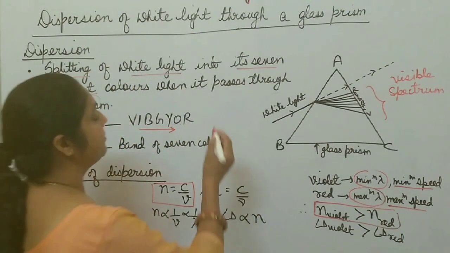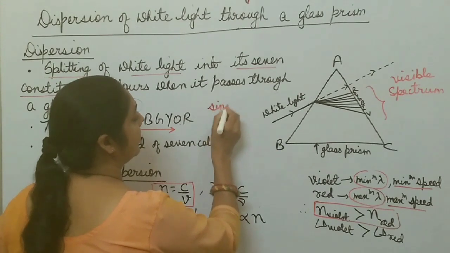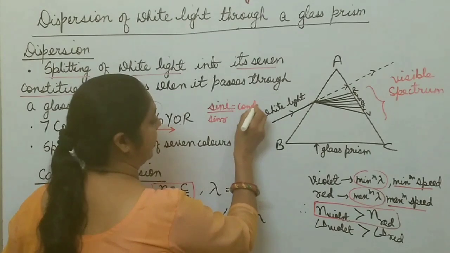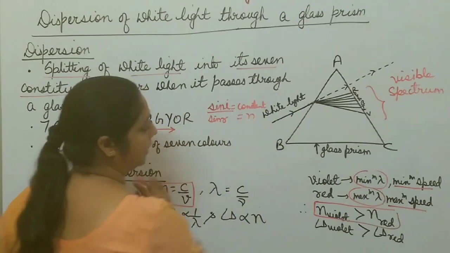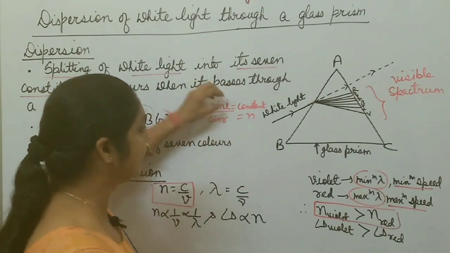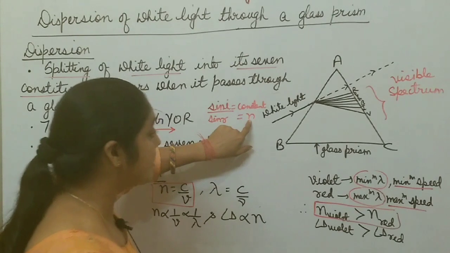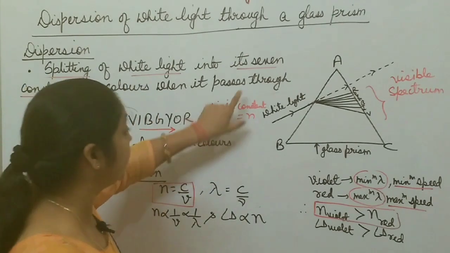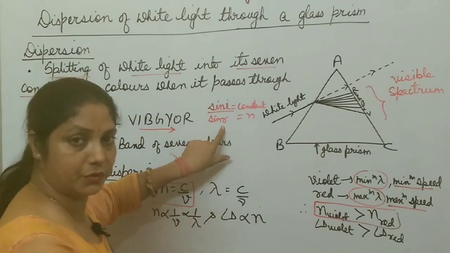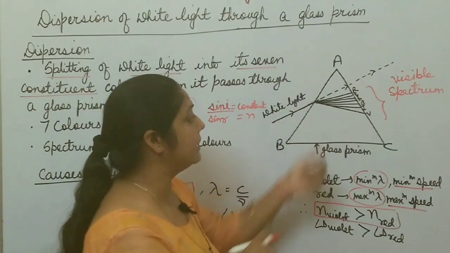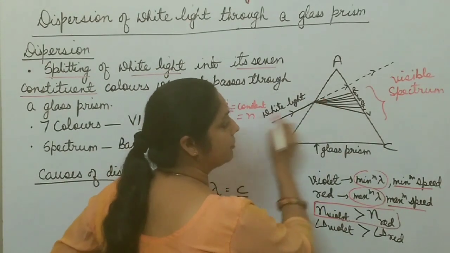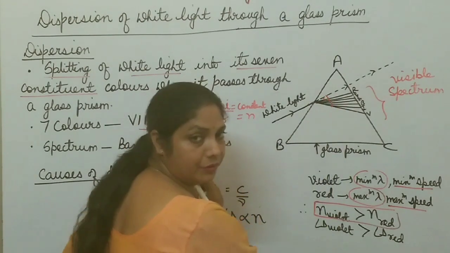Now what happens? You know Snell's law, sin i by sin r equals some constant, and that is the refractive index. So if refractive index is different for different wavelengths, but i is constant, then to keep this ratio constant, r also changes. That's why different colors have different angles of refraction. Here red color has this angle of refraction, violet color has this much angle of refraction.